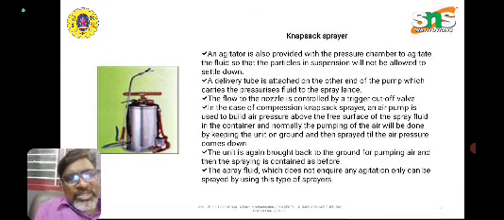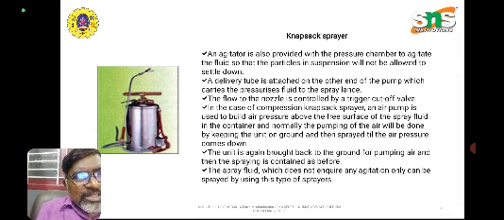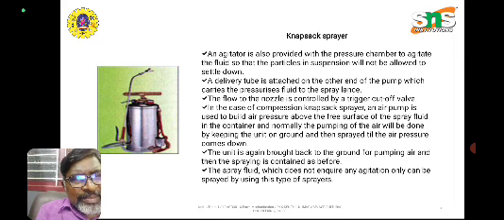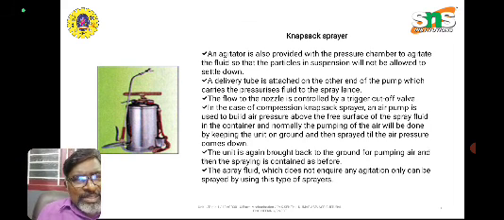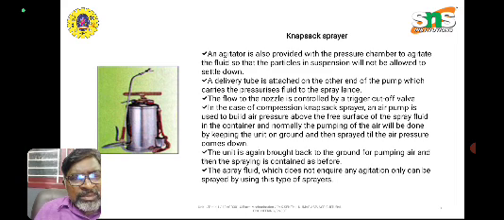This image shows the knapsack sprayer. An air agitator is also provided with the pressure chamber to agitate the fluid so that the particles in suspension will not settle down. The delivery tube is attached to the other end of the pump, which carries the pressurized fluid to the spray lance. The flow to the nozzle is controlled by the trigger cutoff valve.